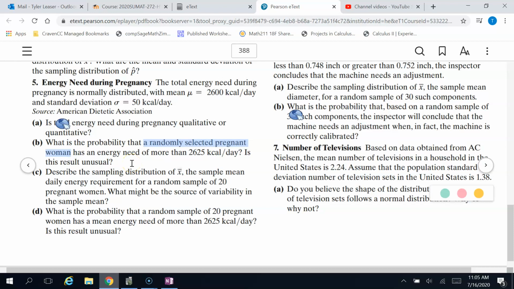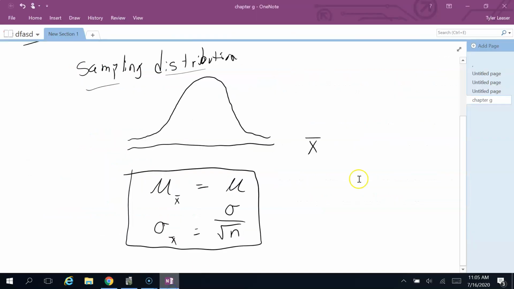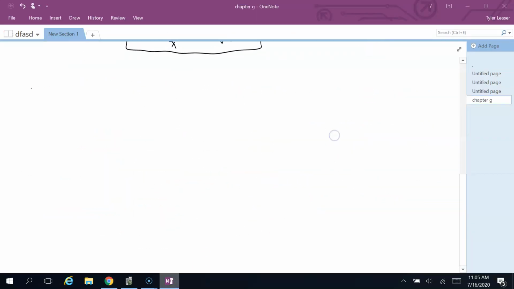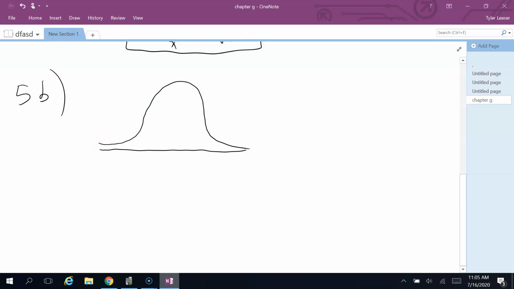Anytime you're finding the probability of just a single individual, you're doing Chapter 7 stuff. So let's do that just for some extra practice. So this was question 5. We're on part B at the moment. So anytime you're looking at just a single individual, you're going to graph the bell curve using the population information. The population mean was 2,600 calories per day. The population standard deviation was 50 calories per day. That was just given to us in the top part of the question.